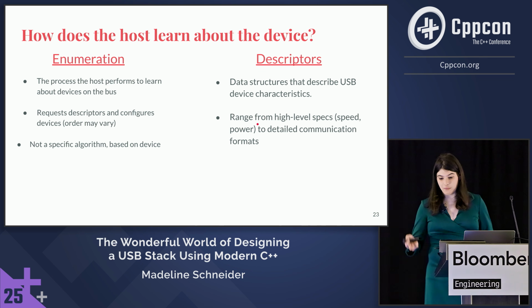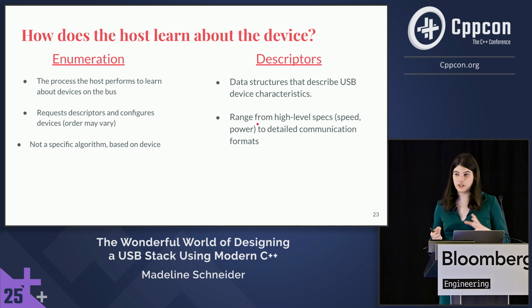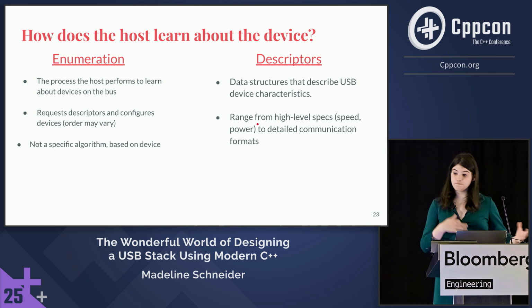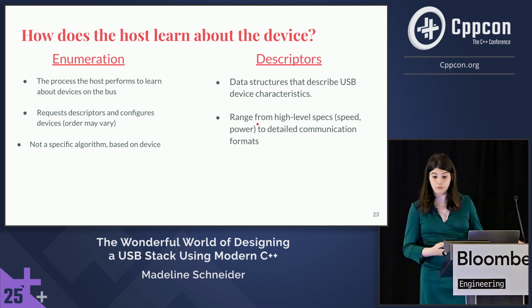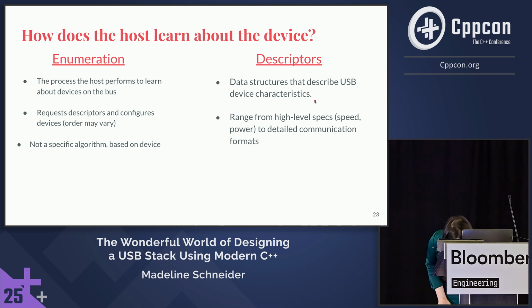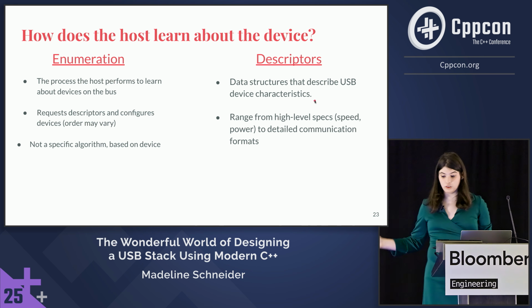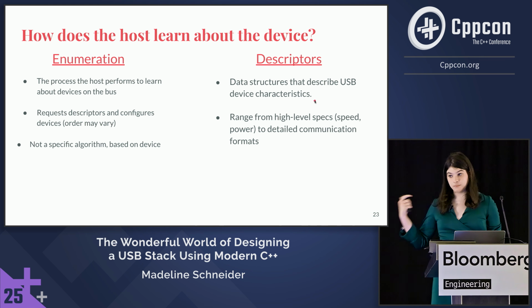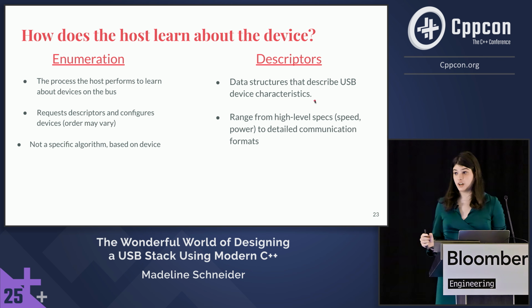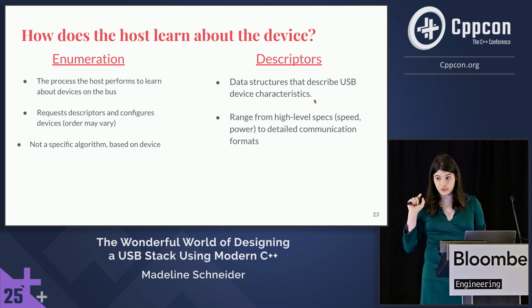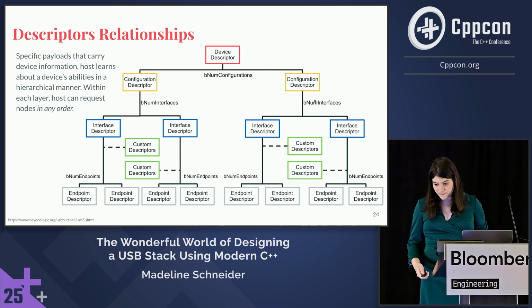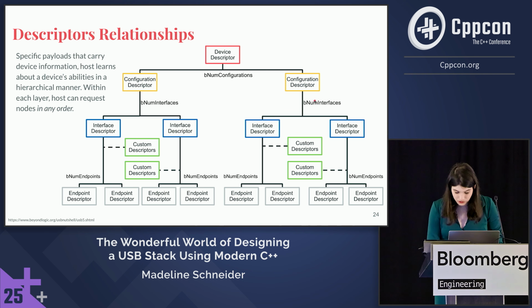All right, so how exactly does the host learn about the device? Like I mentioned, it's the process of enumeration, but what exactly gets sent during enumeration? How does the device describe what it can do? That is specific payloads known as descriptors. These can range from high-level specs like power, manufacturer information, or serial number, to something very minute, as in I'm going to communicate with this specific endpoint in this specific way. This is actually the relationship between all devices.